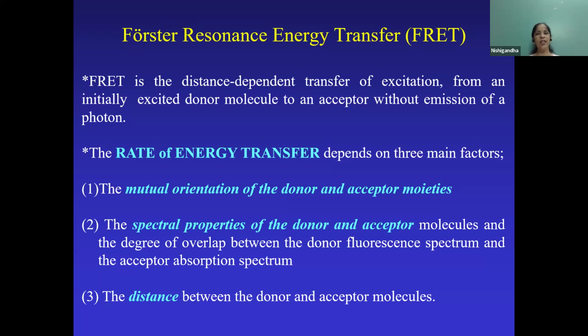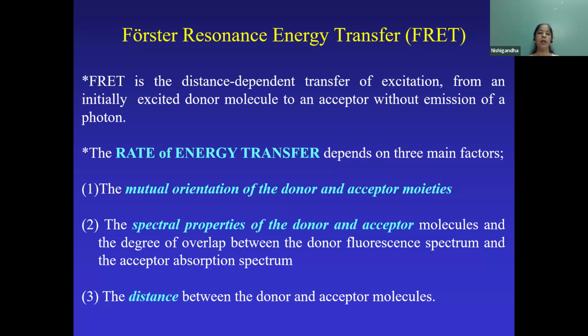So how is this rate of energy transfer determined? There are 3 important conditions for FRET to happen. One is the mutual orientation of the donor and acceptor molecules. They should be close to each other. That is why I said co-localization can be studied better with FRET.